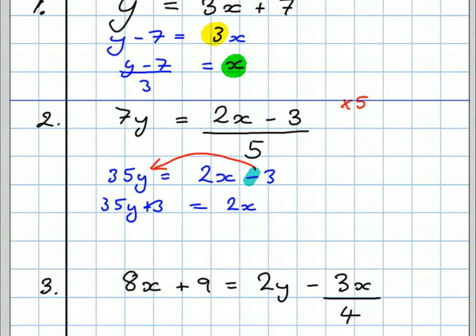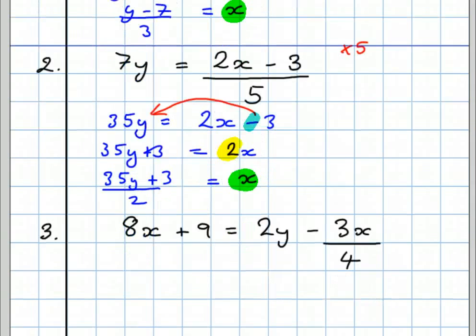equals 2x. And as we did in the previous one, our final act is to take the coefficient of x, the number in front, and put it underneath. So 35y plus 3 all over 2 equals x. And there we have it, our rearranged formula with x as the subject.